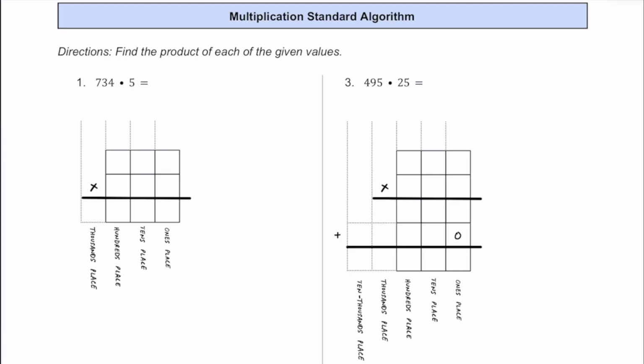In this video, let's go ahead and practice multiplying some numbers together using the standard algorithm. We're going to find the product, which is just the answer to a multiplication problem. And for each of these, we have some organization tools that can help us keep track of all of our numbers here.